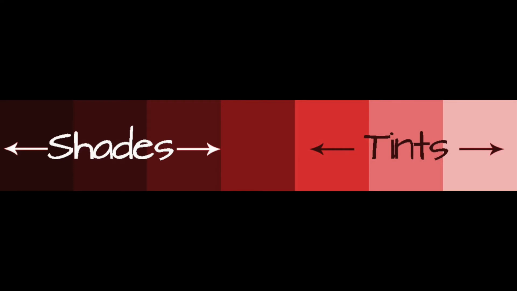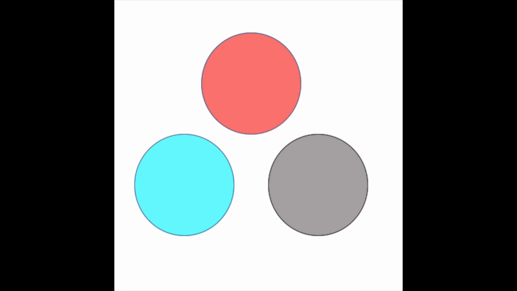The next term is tints. Tints are created by adding white to a hue. This is also how pastels are created. When we add white to a color, we are increasing the lightness of the color. The next concept is intensity.